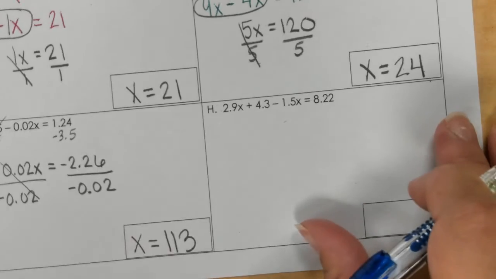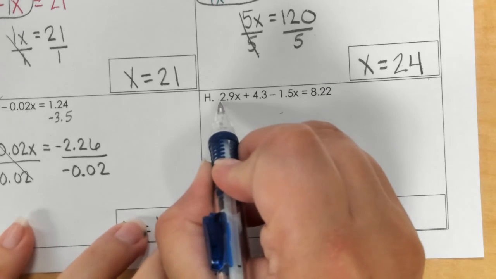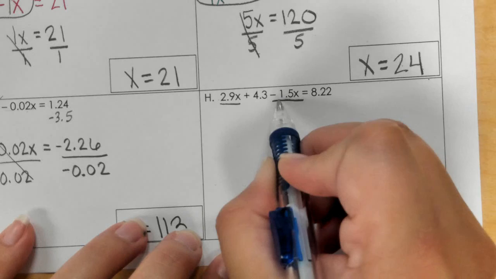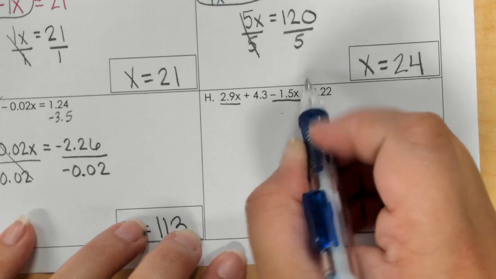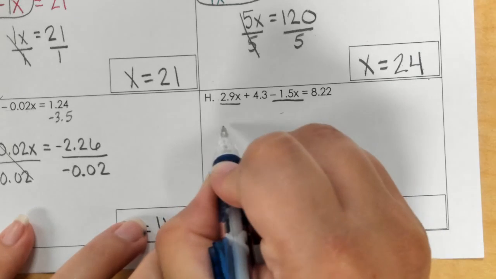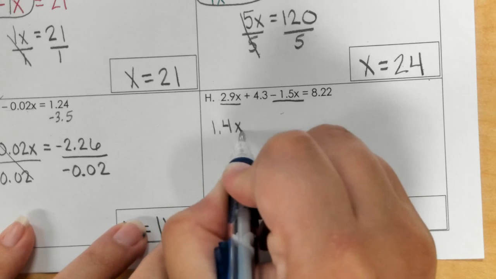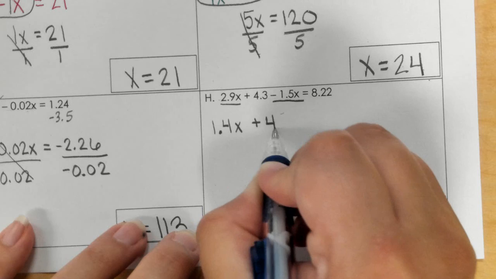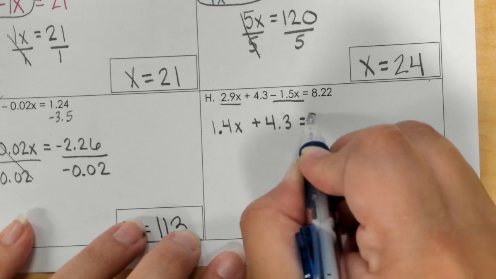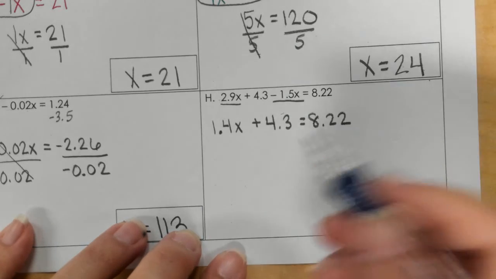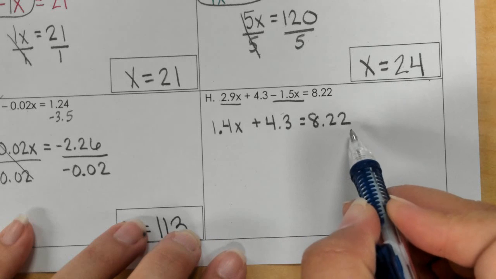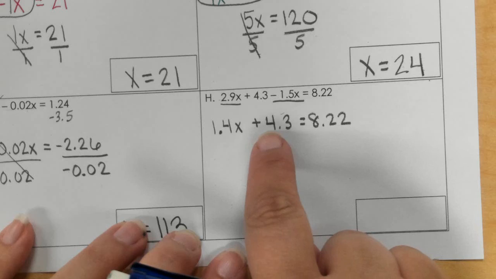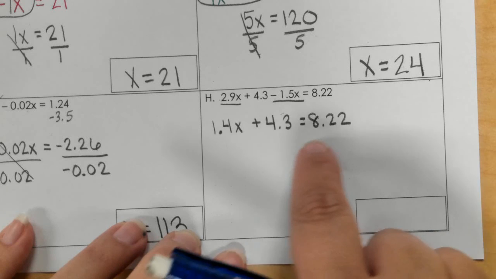Okay, last problem for day 3 notes. Here I've got 2 x's. So 2.9x minus 1.5x, this gives me a 1.4x. The plus 4.3 comes down, and the 8.22. This is set up like a 2-step equation. Okay, the only difference is it has some decimals in it. So I still want to subtract that 4.3 because those are like terms.